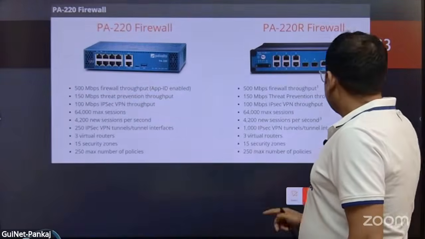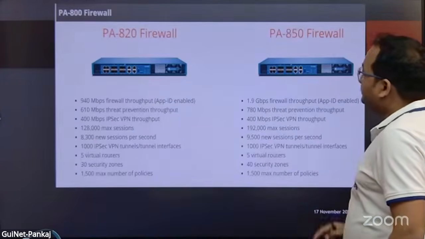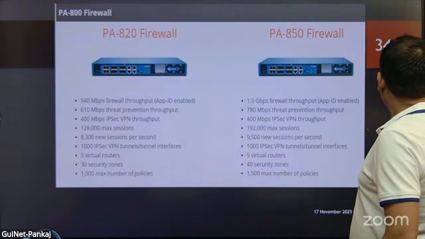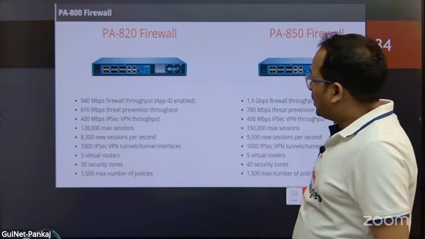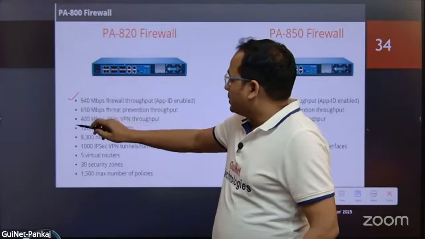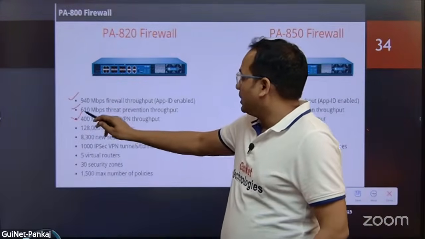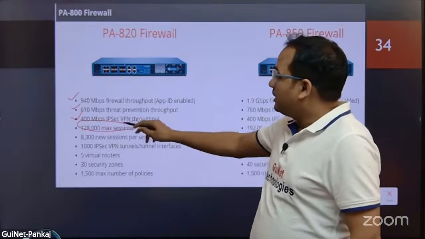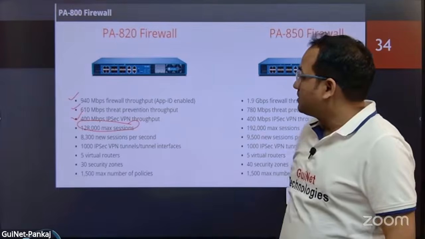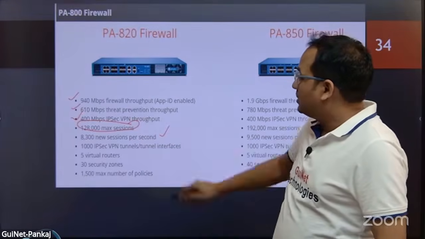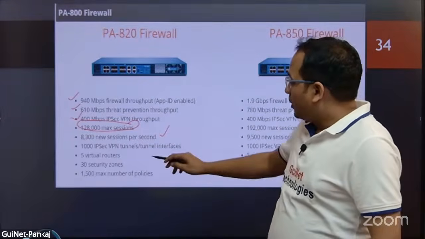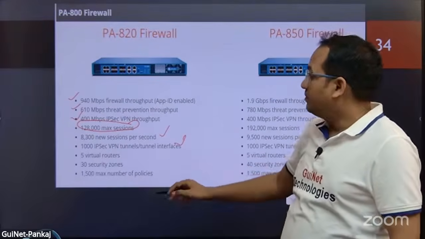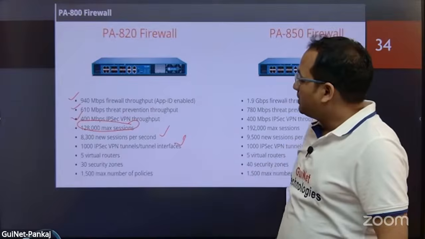Okay, so let's go back to the next slide. Here you can see we have another firewall, the 820 firewall. Now you can see the parameters are increasing: 900, 610, 400 Mbps of VPN circuits. You can now create 120,000 maximum sessions and 8300 sessions per second. 1000 Mbps VPN tunnel. Earlier it was 250, but the moment you change the firewall, it becomes 1000.